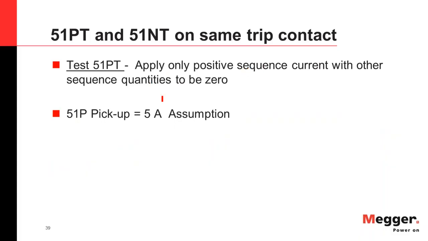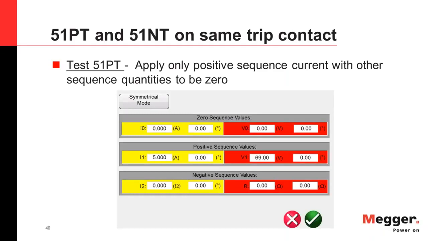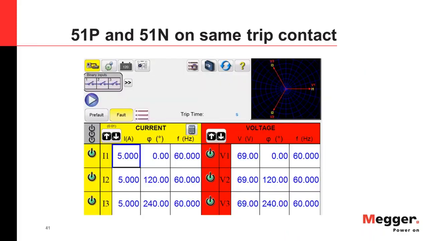So I can reach a conclusion for 51PT. In this example, I'm assuming a 51PT element pickup of 5 amps, just an assumption. You will apply 5 amps positive sequence, just the positive sequence, keeping every other quantity at 0. Then you will arrive at the phasor values, because ultimately from a test equipment you are supplying the phase values, and it will give me a 51PT trip.